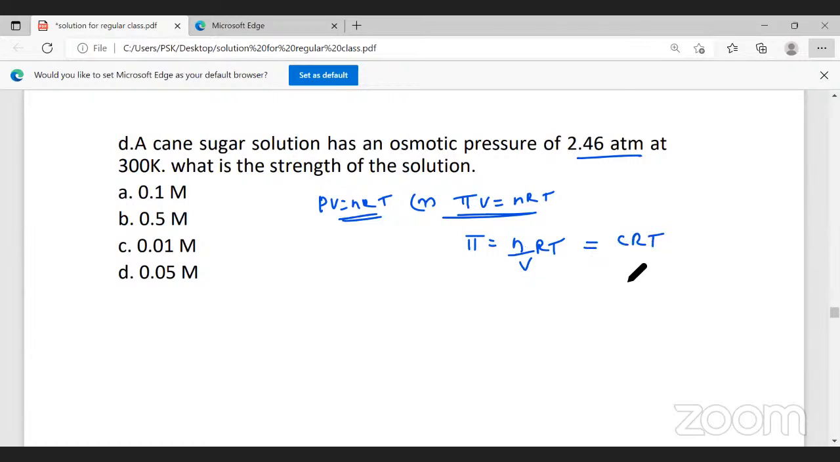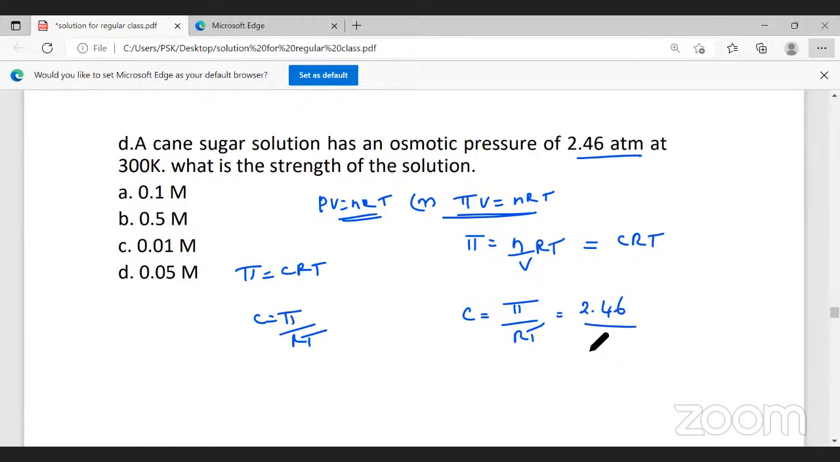So what will be C now? C will be pi by RT. Or simply we can take pi is equal to CRT. What is C? C is equal to pi by RT. Same thing. So pi they've given 2.46.